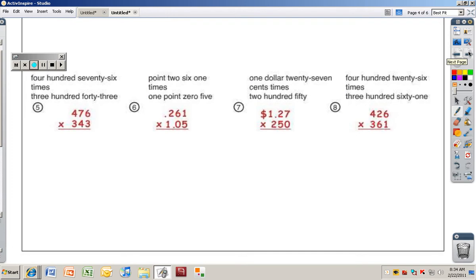So here are the problems. If you have not written these yet, pause the video, write them down, and then solve the answers. If you have already solved these, then keep the video going and you can check out and see if you got the answers right. Here we go.